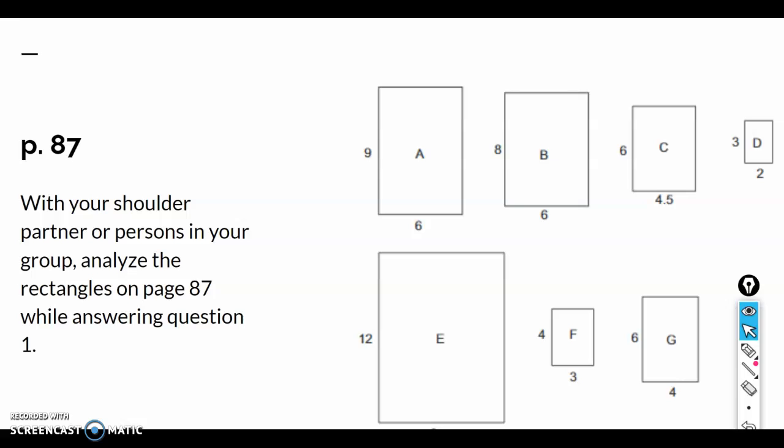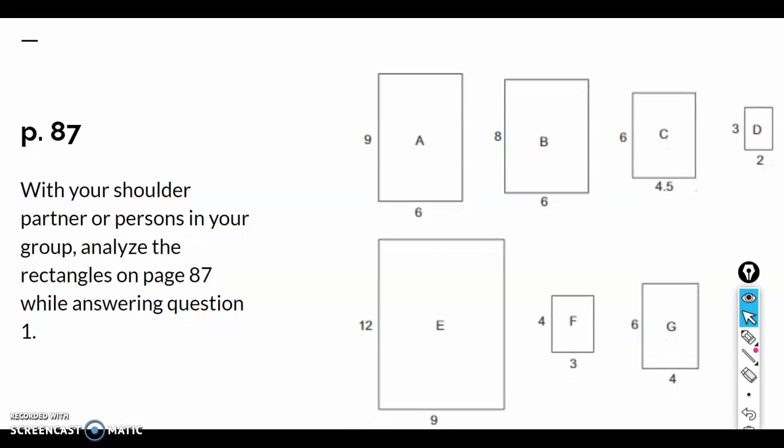With your shoulder partner or on your own, I want you to analyze the rectangles on page 87 while answering question 1. Question 1 says, A, sort the rectangles into 2 groups so that the rectangles in each group are similar. So let's start with group 1. I'm going to start with rectangle A, and I'm going to find its similar rectangles.